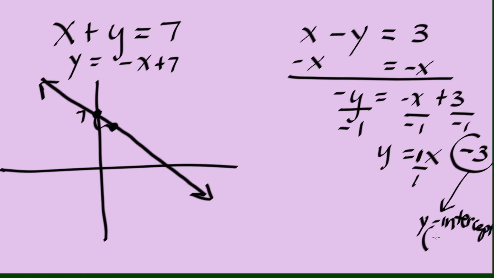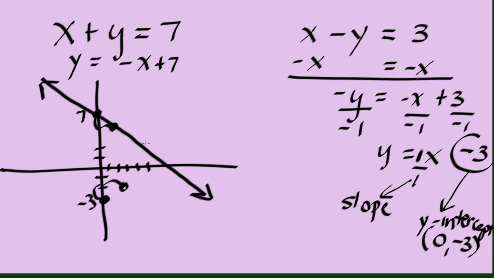Okay, let's write that y-intercept in ordered pair form. And this 1 over 1 is our slope. So for the second equation, you start again with the negative 3 for the y-intercept. The slope now is rise over run, 1 over 1. So rise 1, run 1. Okay, so 1, 2, 3, 4, 5, 1, 2.